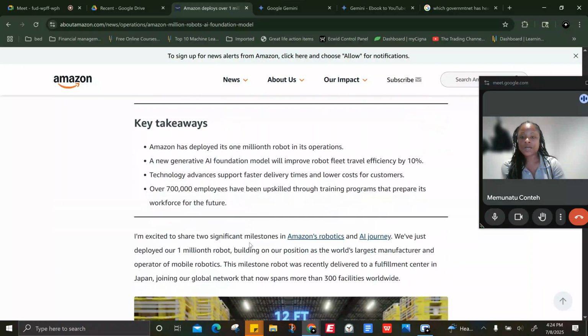Look at that. Amazon has deployed its one millionth robot. The new generative AI foundation model will improve robot fleet travel efficiency by 10%. Technology advances support faster delivery times and lower costs for customers. Over 700,000 employees have been upskilled through training programs that prepare its workforce. That is what's going to happen. A lot of people are going to have to be upskilled to know how to use AI technology. So for companies, if you really want to be responsible, it's better to train your workforce that's already there than to fire them and then try to hire new people who just learned this AI technology. Better to have people that already know the business and train them with this new skill and have them continue working than to come and now teach new people about the business because they have AI skills. That's dumb.